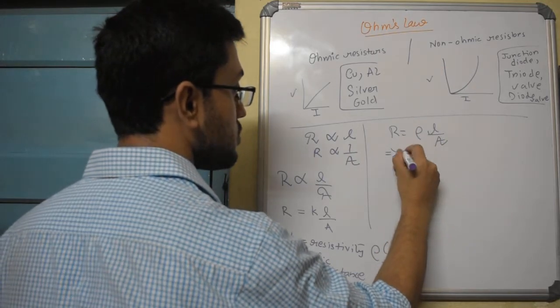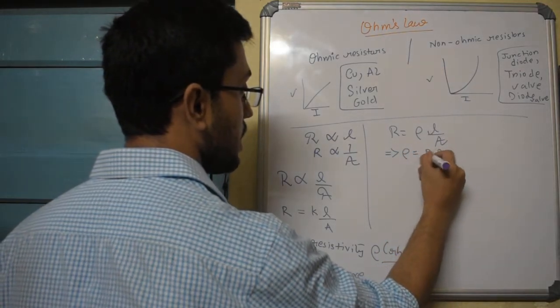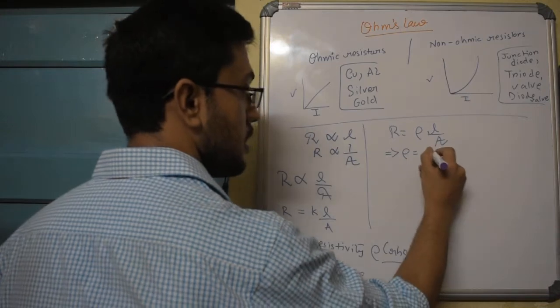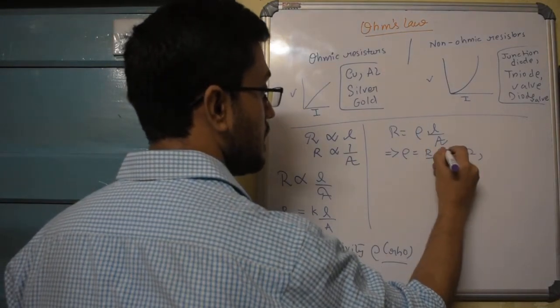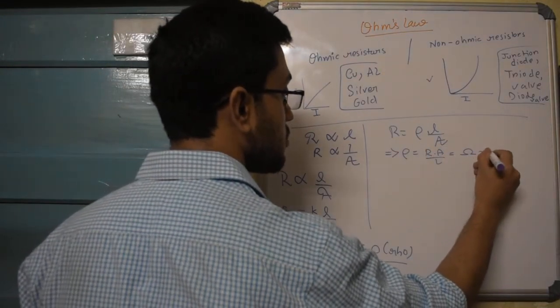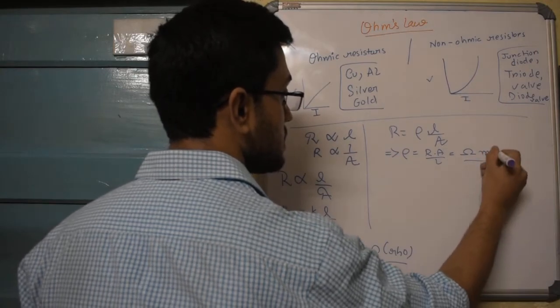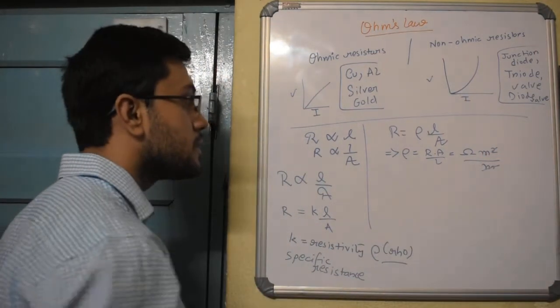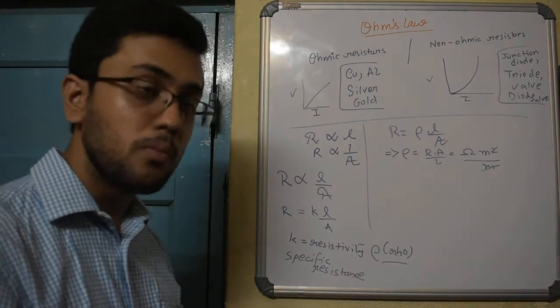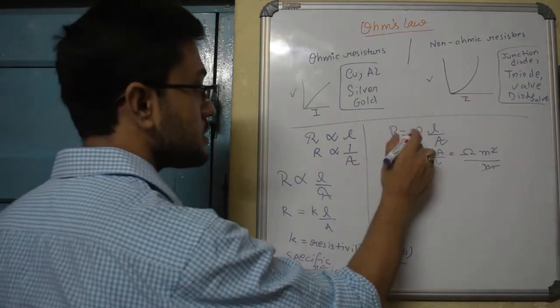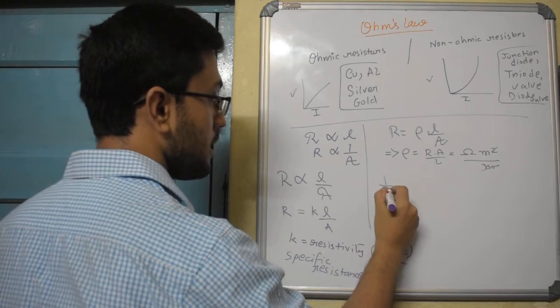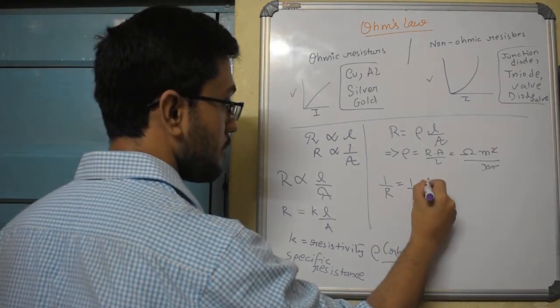If I make rho the subject, that is R into A by L. What will be the unit? Resistance has a unit ohm, area has a unit meter square, and length is meter. So the unit for resistivity or specific resistance is ohm meter. And just because resistance is rho L by A, 1 by resistance is 1 by rho A by L.